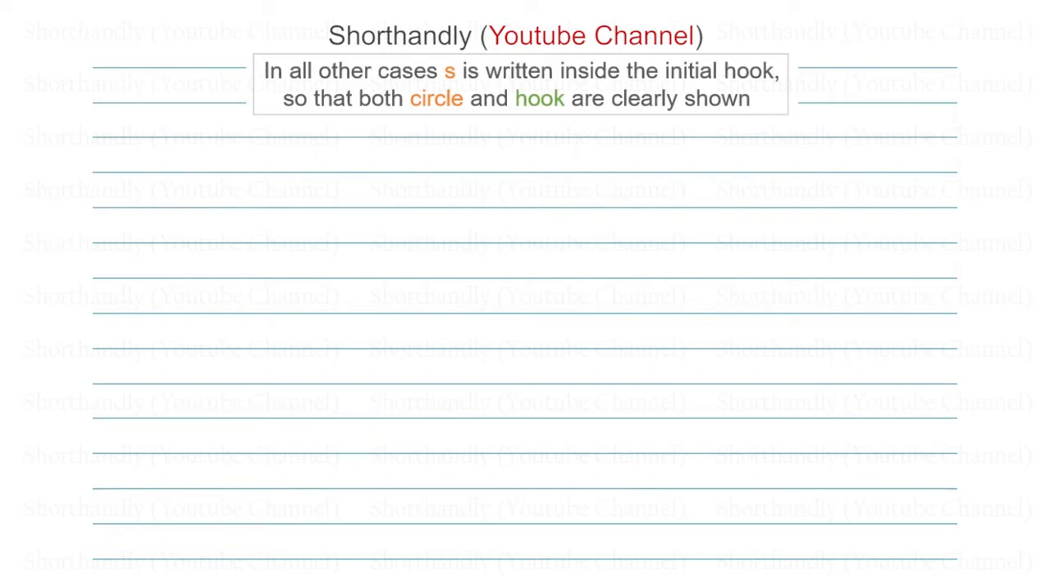So let's take a word, offer. So offer will be written like this. But what if we had the word suffer? So how will we make suffer? Now we know that we have this hook here to represent R. So now what we can do to also include this S? Now we cannot make this word like this.